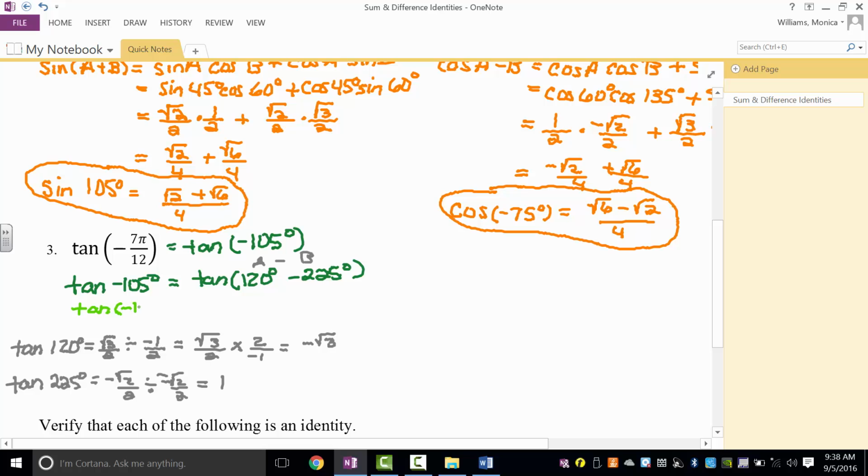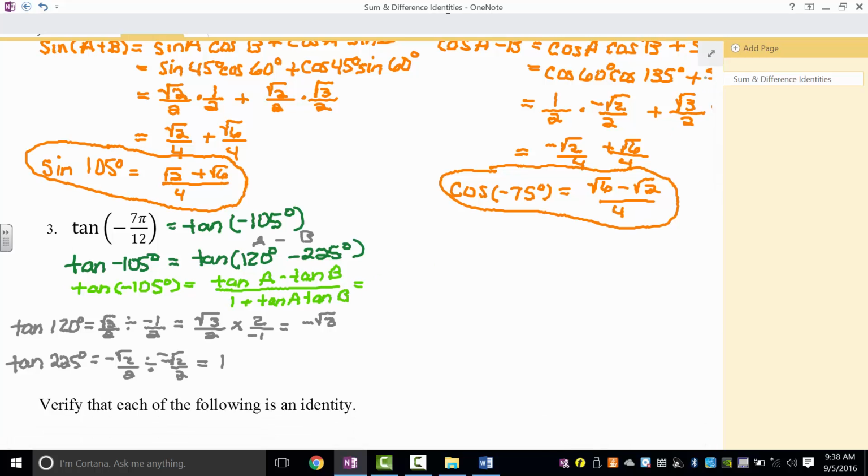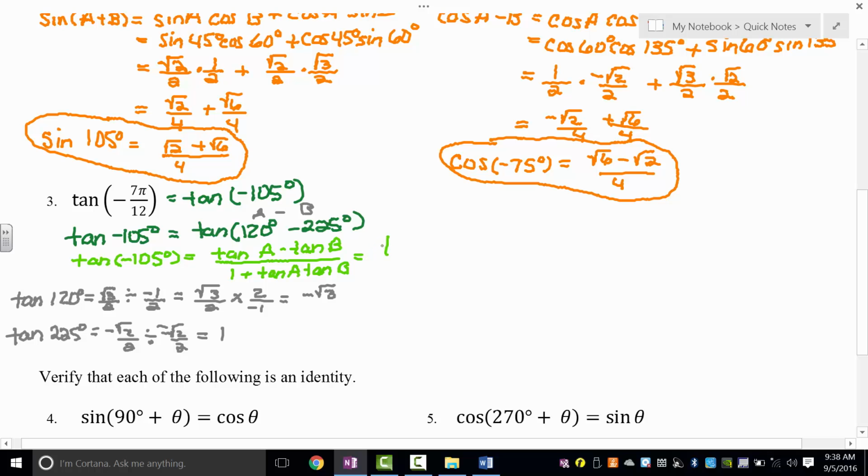So tan of negative 105 degrees equals tan A minus tan B all over 1 plus tan A times tan B. Let's do our substitutions. A is 120 and B is 225. So we have tan 120 degrees minus tan 225 degrees over 1 minus tangent 120 degrees times the tangent of 225 degrees.